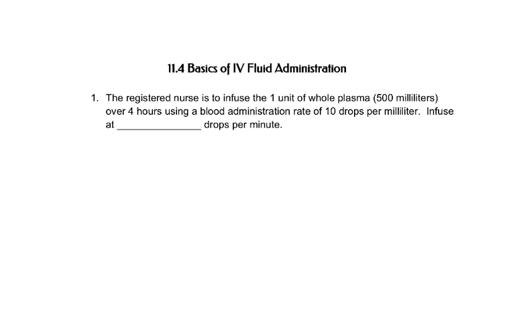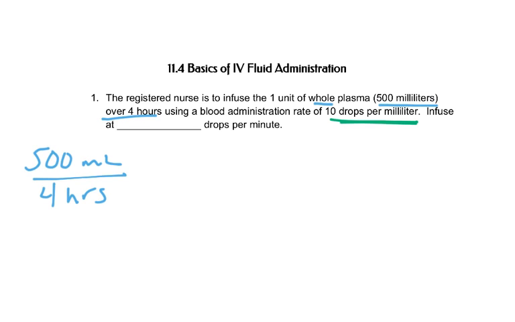The registered nurse is to infuse 1 unit of whole plasma, that's 500 milliliters, over 4 hours. So that's the first bit of information we have. We have 500 milliliters over 4 hours. So let's use that to write our first fraction. Using a blood administration rate of 10 drops per milliliter. So here's our next bit of information.